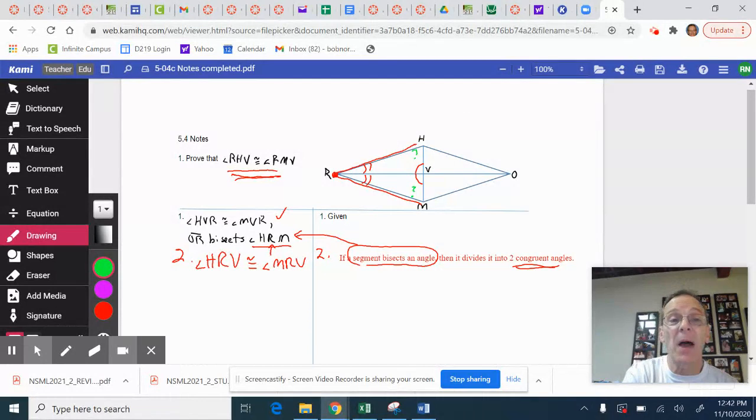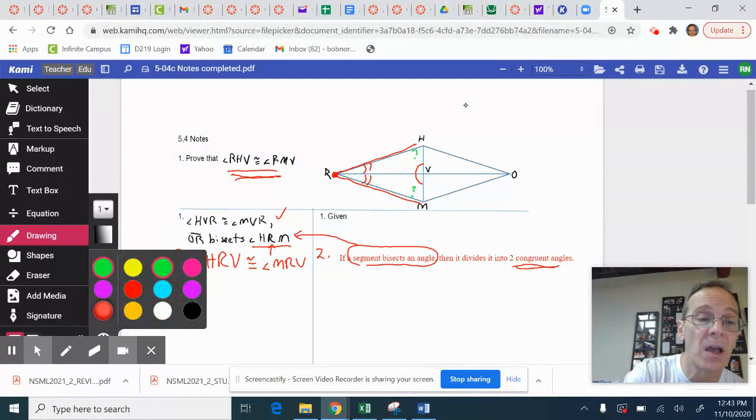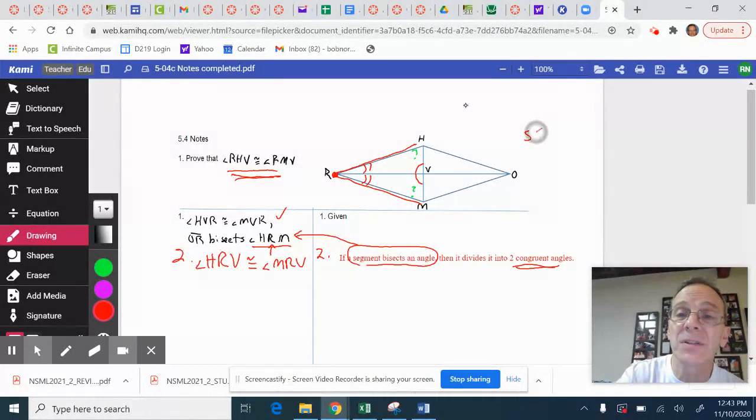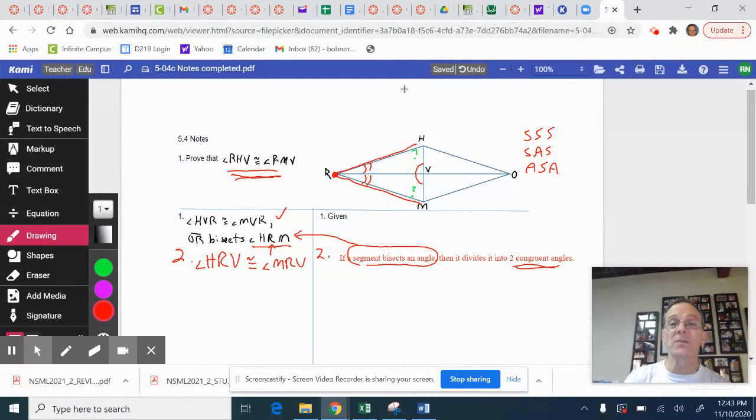And just by marking the given information and using the bisecting statement, we can see we already have two pairs of congruent parts in those triangles. But two pairs of congruent parts is never enough. I remind you, you cannot get congruent triangles unless you have this combination of congruent pairs of things or this combination or this combination. And right now, all we have is two pairs of congruent angles. Right?